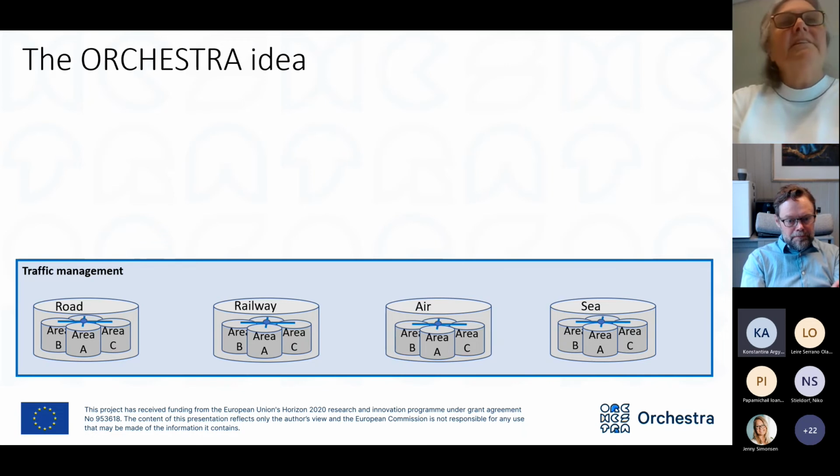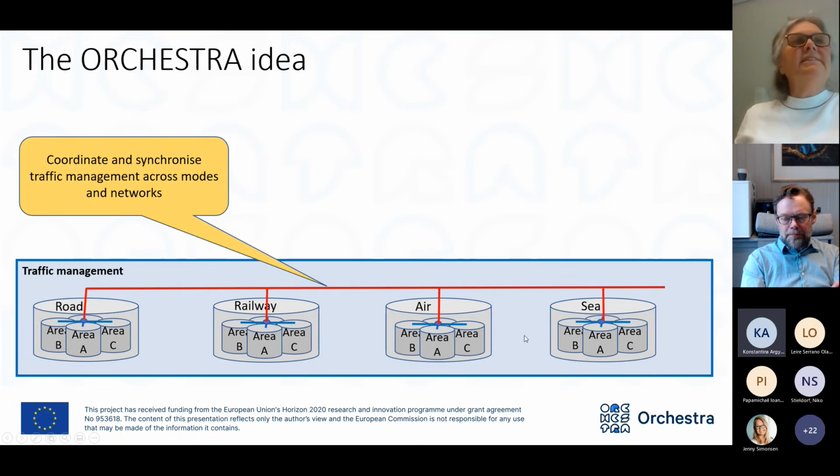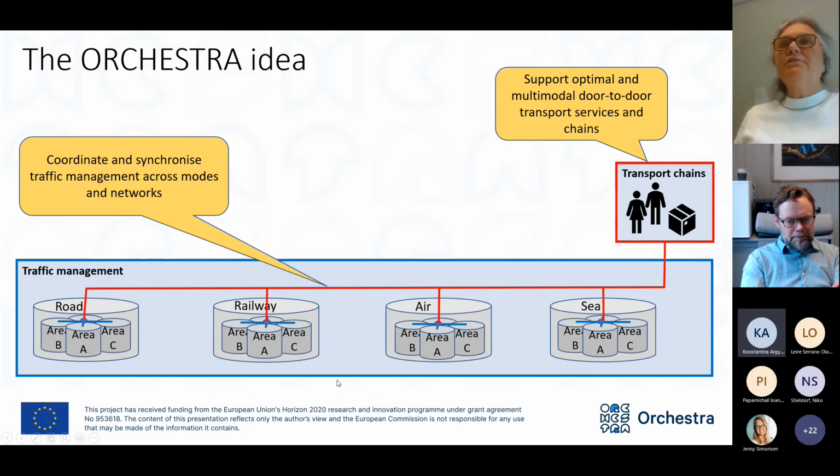Today, the traffic management is carried out within silos. So the road traffic management doesn't talk with the rail, air, and sea traffic management. So the Orchestra idea is that we will coordinate and synchronize the traffic management across the different modes and also across networks within the different modes. And we will also try to support those that are providing transport services, and preferably multimodal door-to-door transport services, so that they can plan and manage the transport chains in a much better way than today.